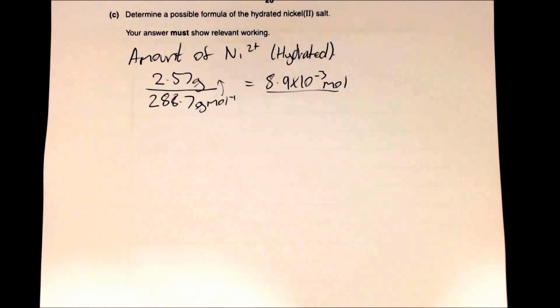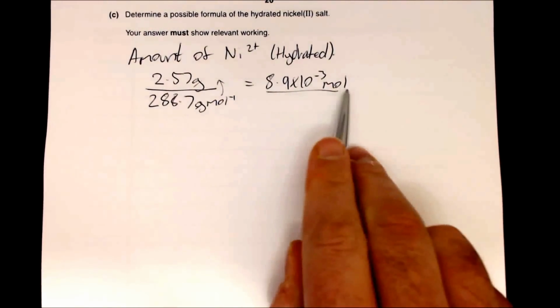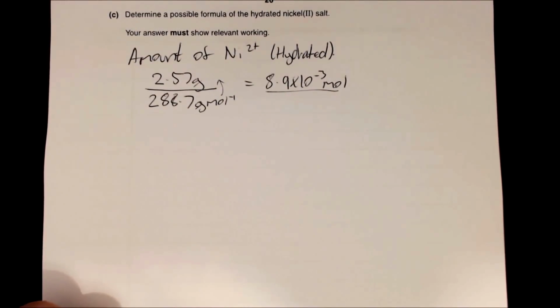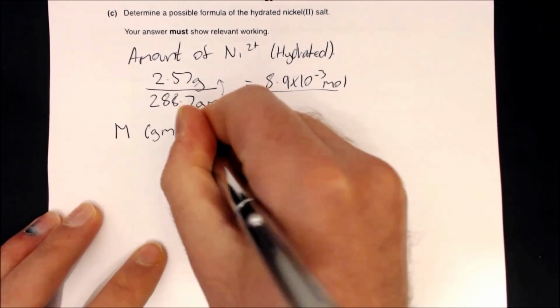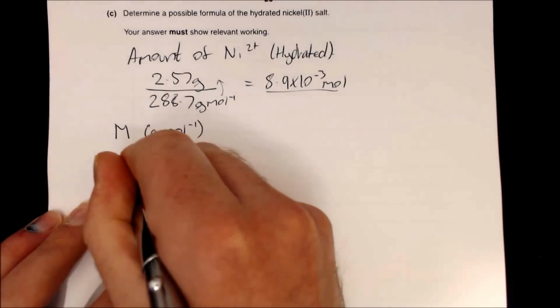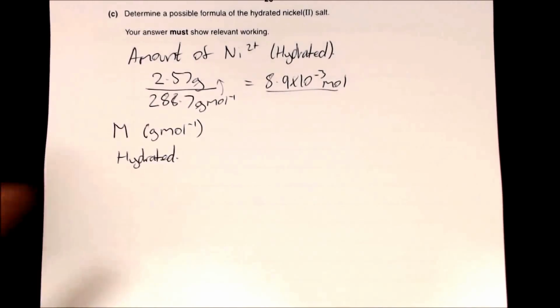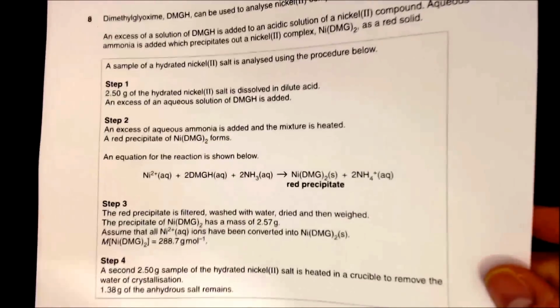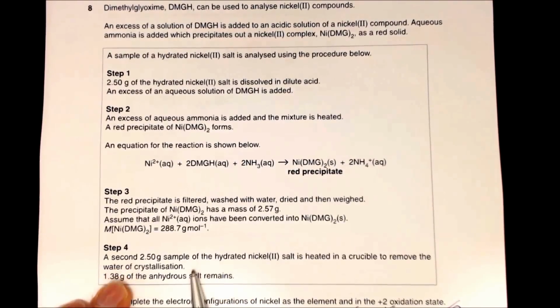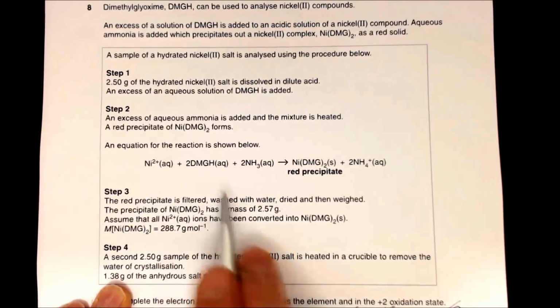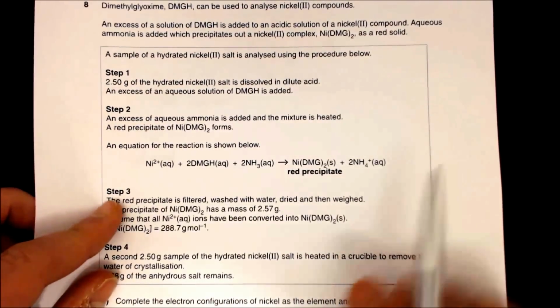Now what we need to do is work out the M bit, which is the grams per mole, for our hydrated sample. So I'm going to work it out here. I'm just going to call that M, in grams per mole. It's a bit like the Mr, and this is of the hydrated sample. Now if we come back to this, it said the second sample had 2.5 grams of hydrated nickel salt heated. We're going to use this to work out our water of crystallization. So 2.50, and we know the number of moles of the nickel because we have just worked that out. So from that we can work out the grams per mole of the hydrated sample. We've got the grams and the number of moles, so if we divide them, we should work out the grams per mole of this sample.